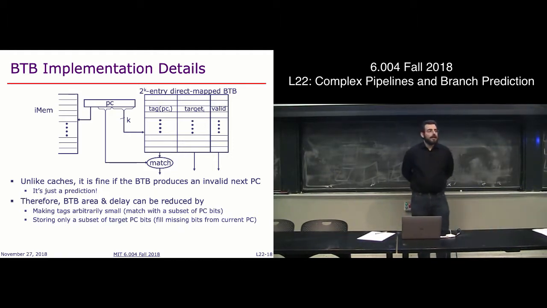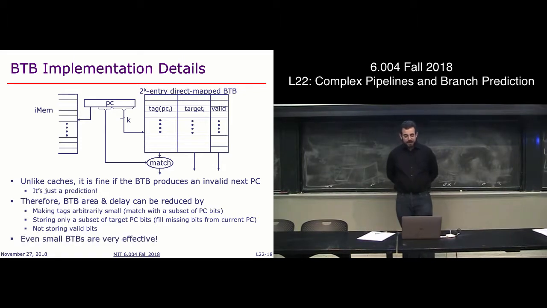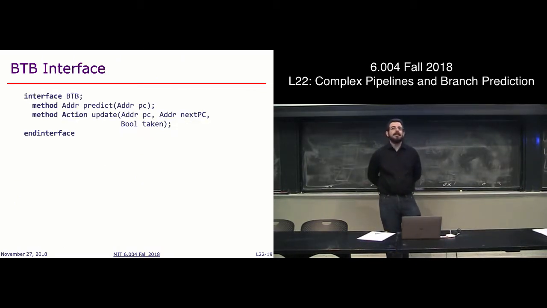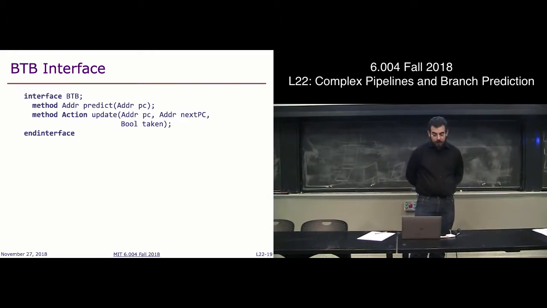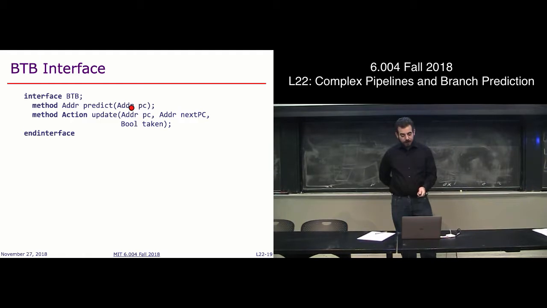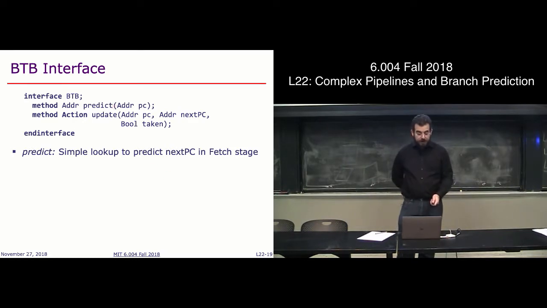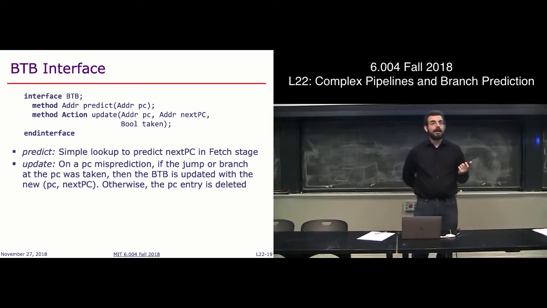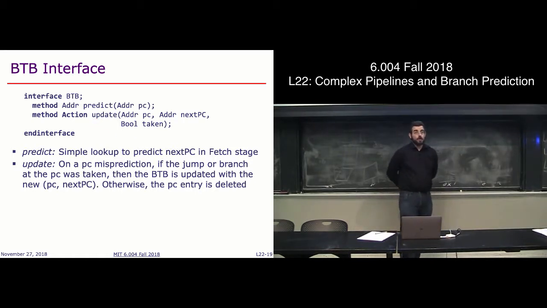All right. Great. So another thing you can do is not even store the valid bit, although we'll see why the valid bits might be good in a couple of slides. Just as a hint, even small BTBs can get you a lot of performance improvement. So in a little bit more detail, this would be the interface for the BTB. You give it the current PC. You have a predict function that does a lookup to predict the next PC in the fetch stage. And then this update method on a misprediction would be called from the execute stage when you have a branch that is taken and you didn't predict the right next PC. Then execute would call this update method to train the predictor to insert the right PC, next PC pair.